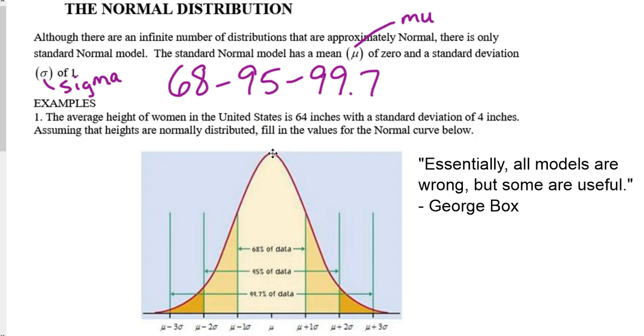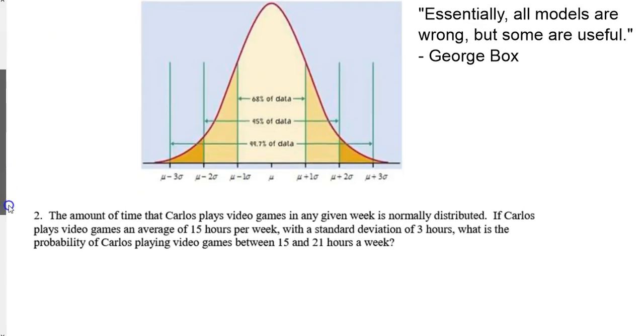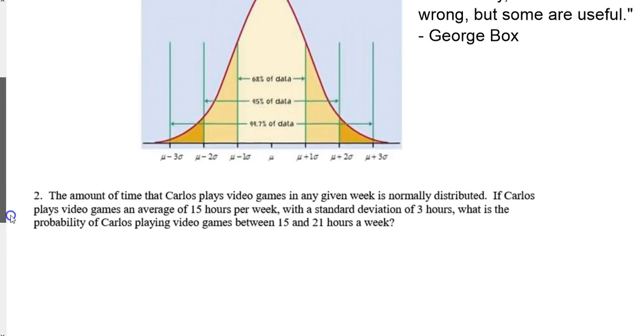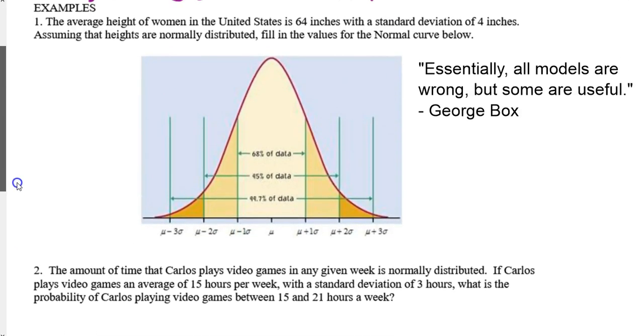Okay, so if you remember our dinosaur data, those compies, they pretty much resembled this shape, so we could apply the percentages of the normal model. So let's do that here. Let's do that with this example. The average height of women in the US is 64 inches. So right away, we can put 64 right in the middle, right? We know that 64 is the average. Standard deviation of 4 inches.